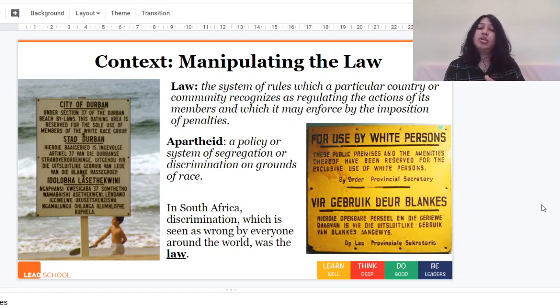Many countries actually boycotted South Africa. They said no, we will not have any relationship with you because your apartheid laws have still not been abolished or stopped.